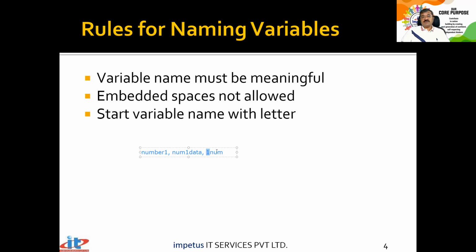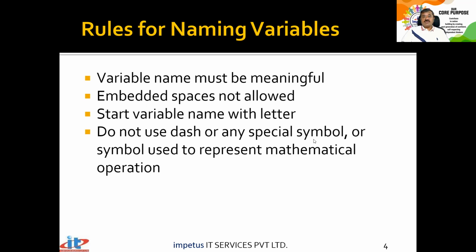1num is not valid. number1data is okay. number1 is okay. number_1 is also okay. _num is also okay. But it should not start with digits. So that's a precaution that we should take. Start variable names with letters. That's a convention in most of the languages, so we'll also follow the same conventions.